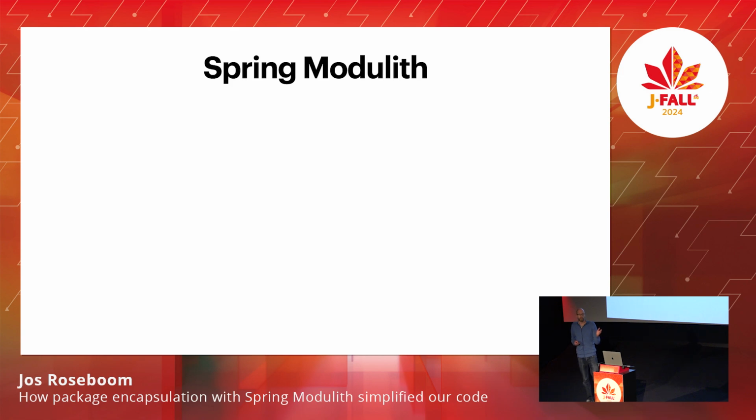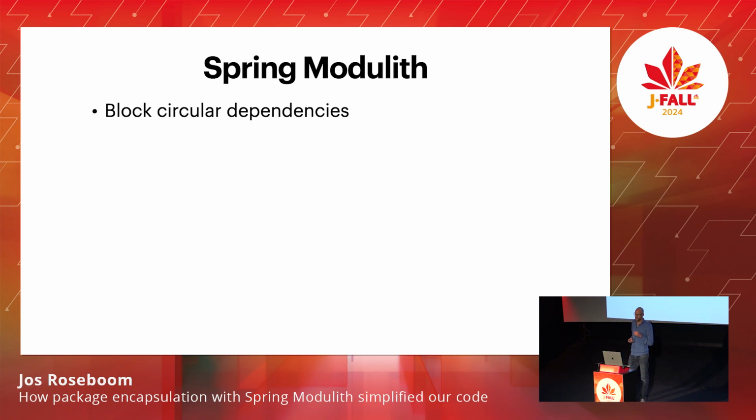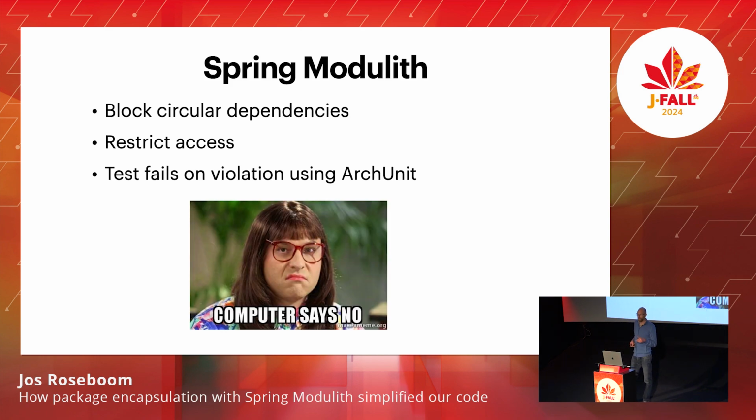And, well, it's a Spring project, as you might have guessed from the name. It works with Spring Boot 3 and above, and it can block circular dependencies. It can restrict access in a more fine-grained, controlled way than just the entire world or its own package. And the test fails on a unit test. And if you can't have the compiler let the computer say no, then, well, a unit test is probably the next best thing. You don't have to wait for some deployment pipeline to finish. It just fails on your own machine before committing and pushing. Of course, given that you run your unit test before you commit and push, but, well, that's another story.